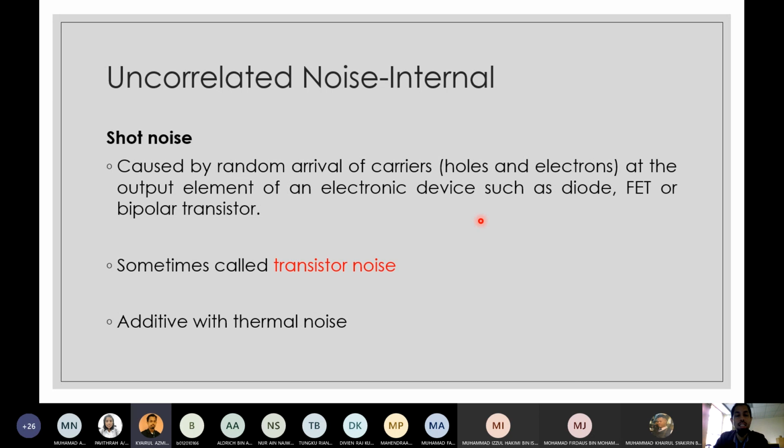And then internal is caused by the device itself. Okay, transistor adalah satu komponen, one of the components that can cause noise. Because transistor involves the movement of current as well, and it has electrons and holes. Because we have PNP or NPN, right? It involves the movement of charges. So transistor is basically a switch. So when it operates, it can generate some sort of noise. And it can also be combined with the thermal noise.